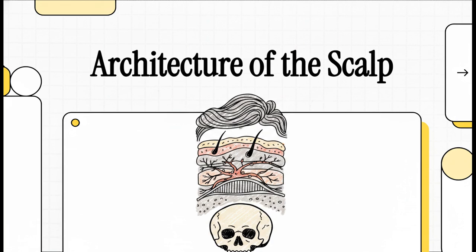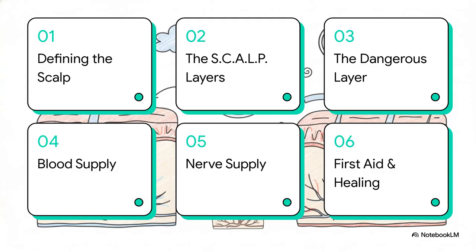Welcome to this explainer, where we're going to visually peel back the layers of the human head, literally going from the hair all the way down to the bone as we explore the true architecture of the scalp. Here is our roadmap for today. We'll start with defining the scalp, then look at the SCALP layers, uncover the dangerous layer, map out the plumbing and blood supply, look at the nerve wiring, and finally wrap up with first aid and healing.